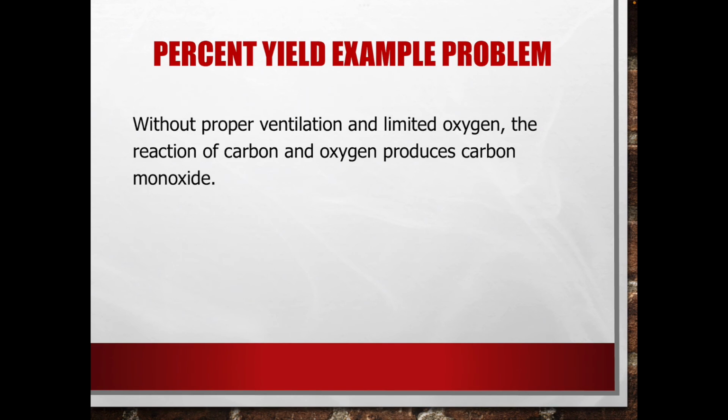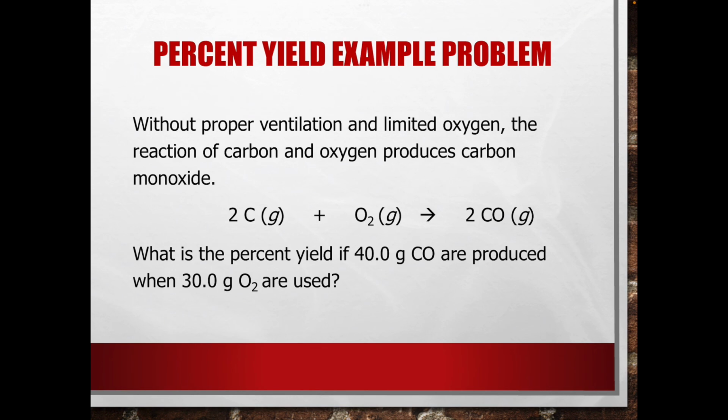Alrighty, let's go back to chemistry. So this says without proper ventilation and limited oxygen, the reaction of carbon and oxygen will produce carbon monoxide. All right, so again, we always need to have a balanced chemical equation. This is key for pretty much everything in chemistry. So if I haven't given it to you, you're going to need to be able to write one.